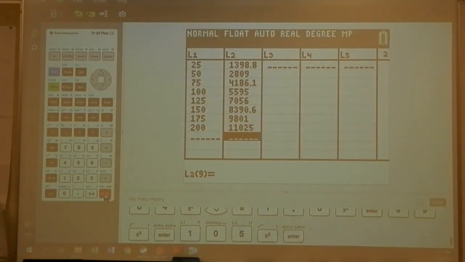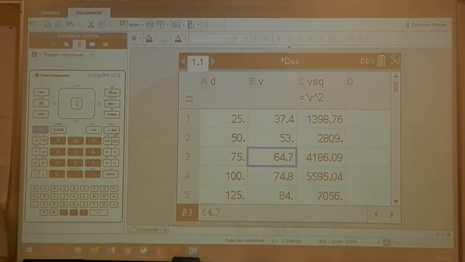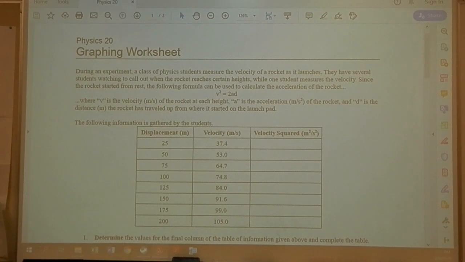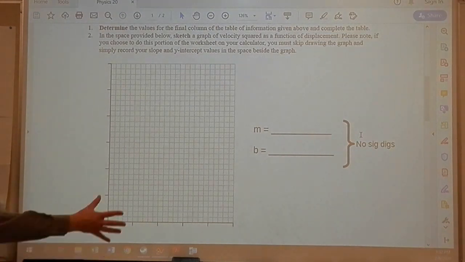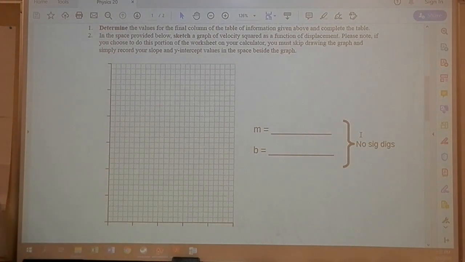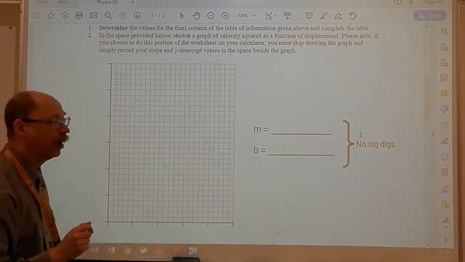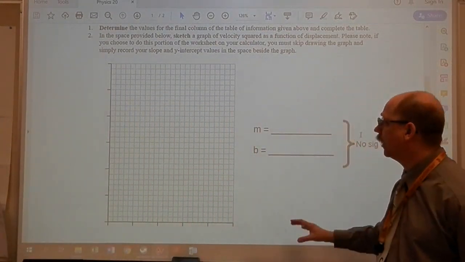So there's my X and Y values on a TI-84. Now you'll notice in number 2, I did give you the graphing space where you could actually draw out the graph if you wanted to. If you forgot how to do all this stuff on the calculator, you could still follow all the rules of doing the graph here.